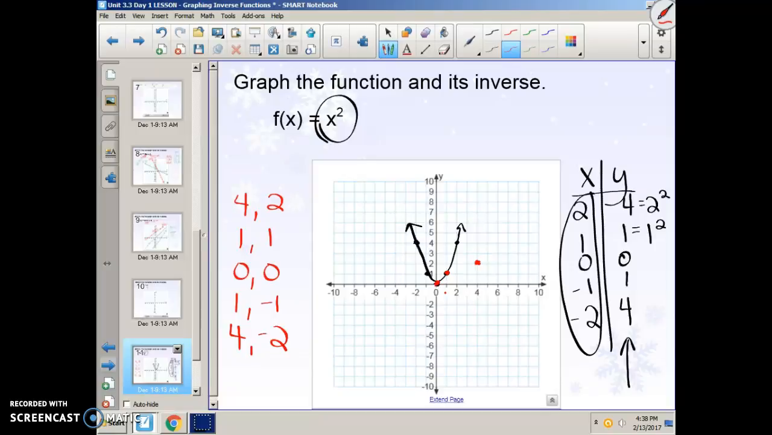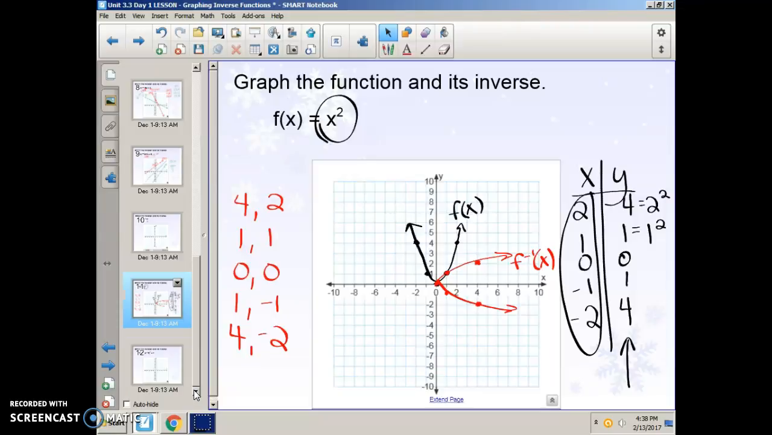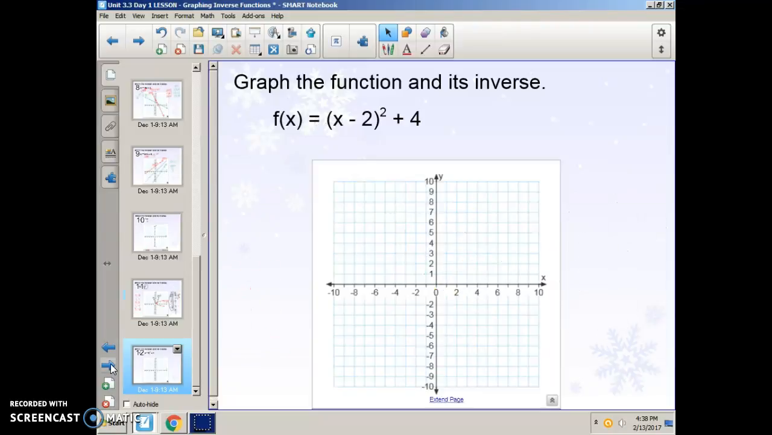And graph. Here we go. Sweet. There's my inverse function. There's my regular function. Feel free to rewind if you need to, if you feel like I'm going too fast. I'm kind of on a time limit, so that's why I go speedy through some of them. Or pause if you need to.